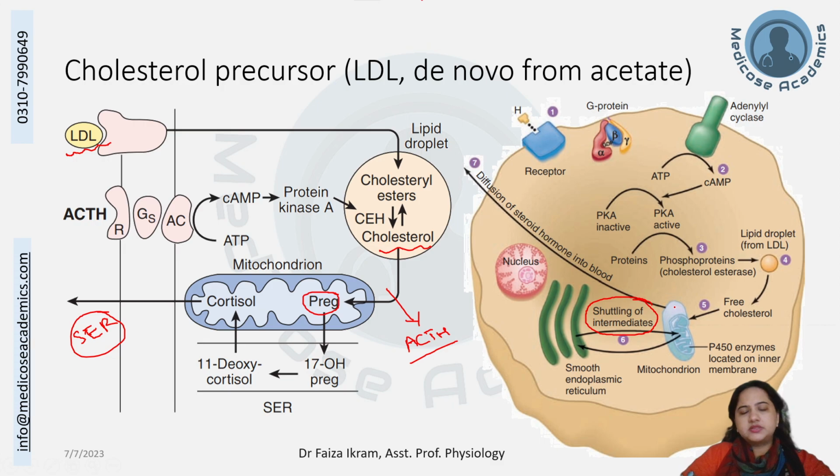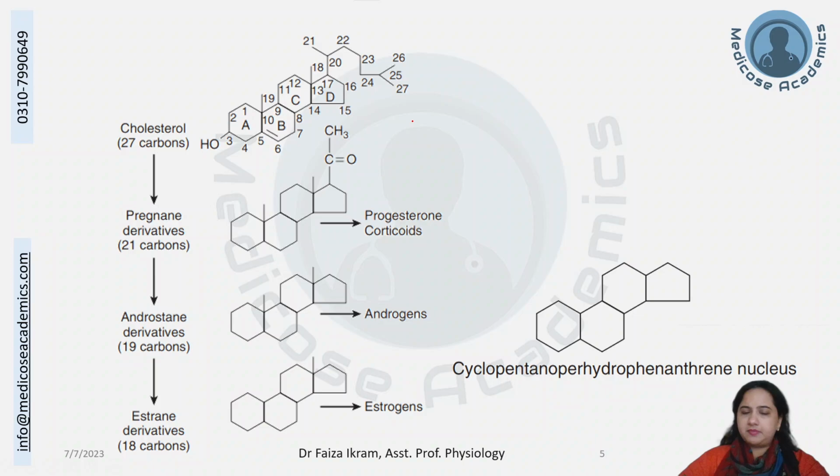Once the steroid hormones are synthesized, they simply diffuse outside the cell. Steroid hormones are not stored, but their precursor, cholesterol, is stored within these cells, and the hormones are produced and released whenever there is a stimulus for their release. Another thing we can see: the cholesterol precursor is coming from the LDL, but some amount of cholesterol can be synthesized de novo within the cells from acetate. Although LDL is the major precursor, and this should be remembered at any cost.